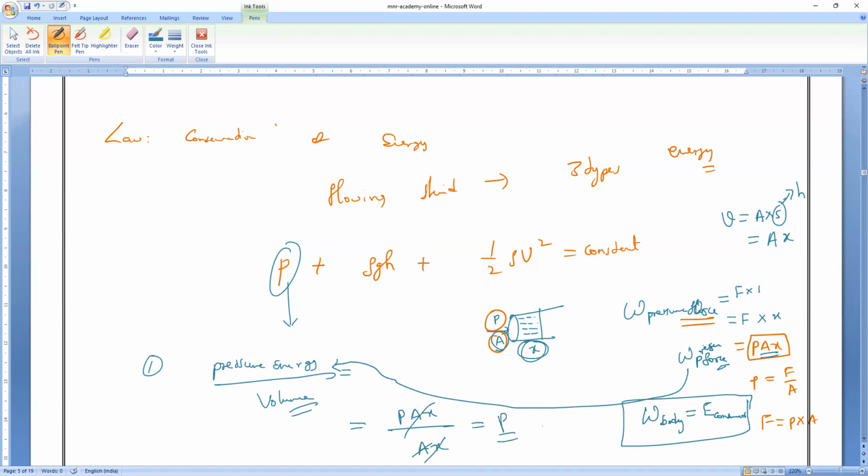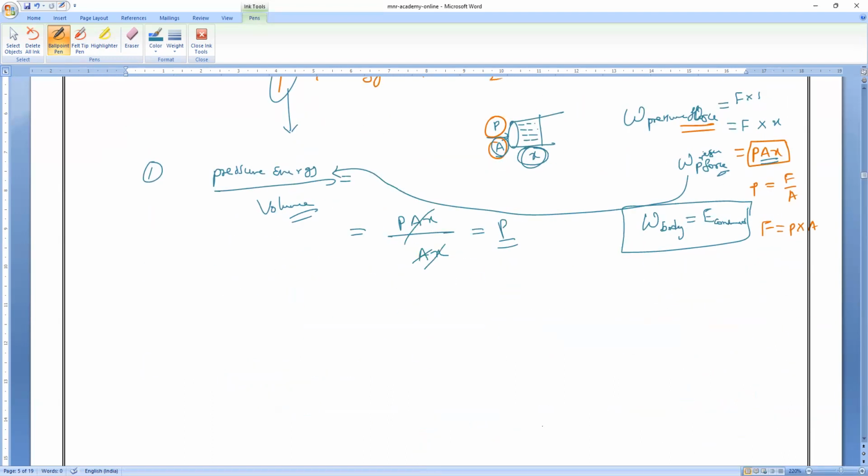What is left? Pressure, P. This P is the fluid pressure. So what is that? Pressure energy per unit volume. Note it, everybody: pressure energy per unit volume is P.